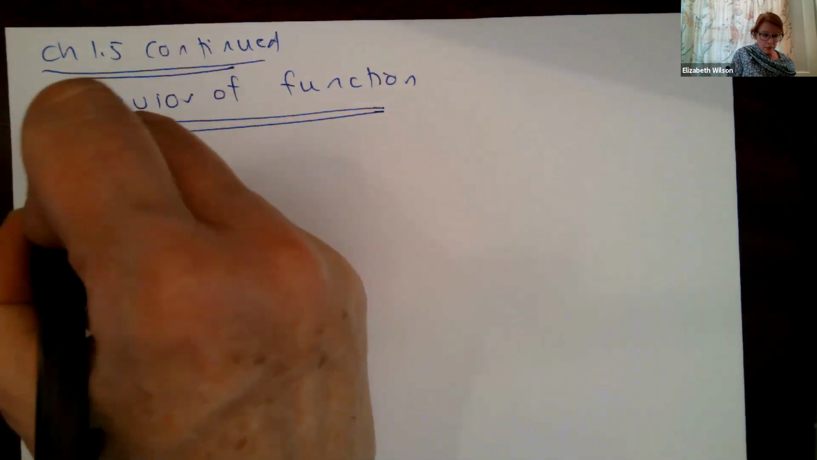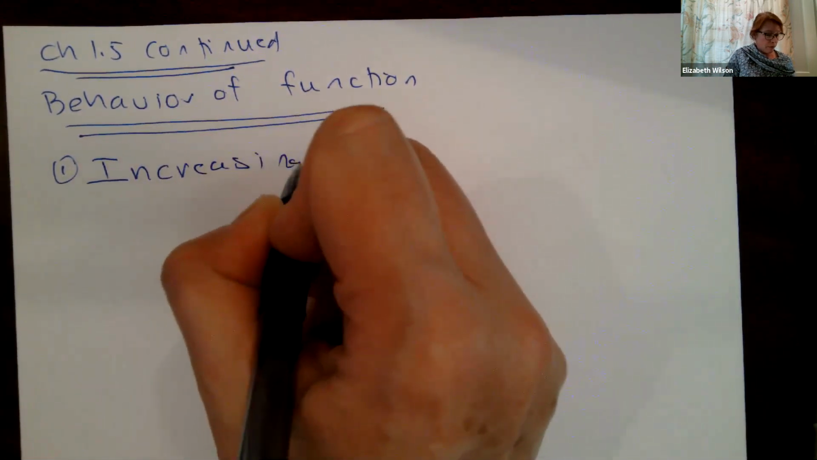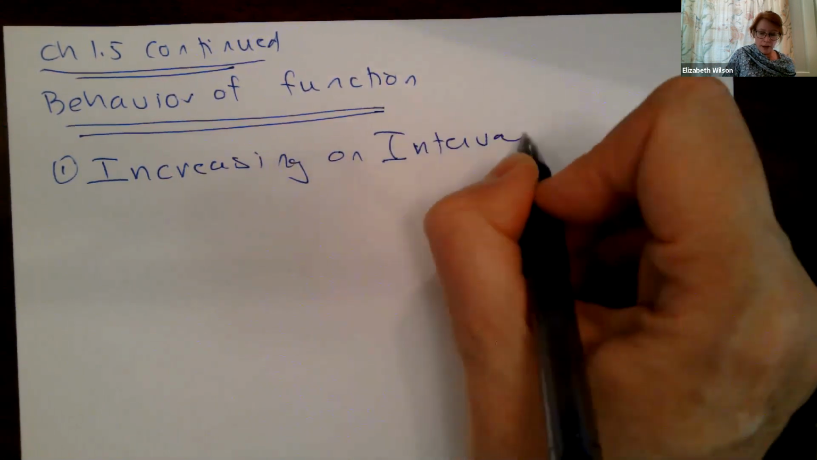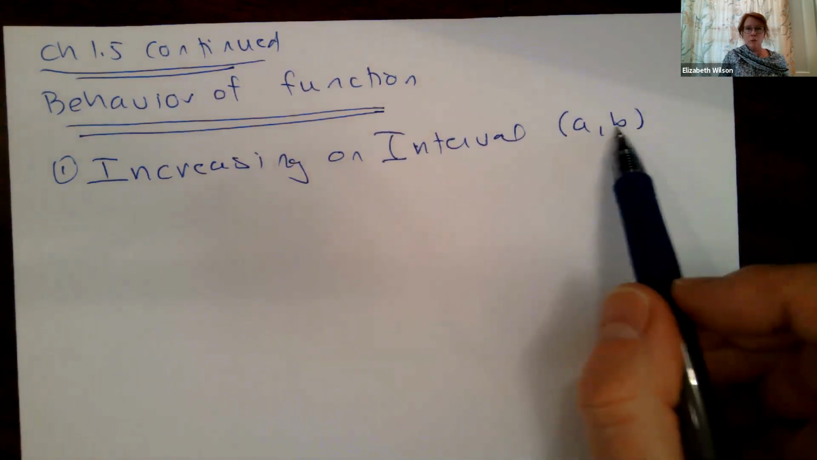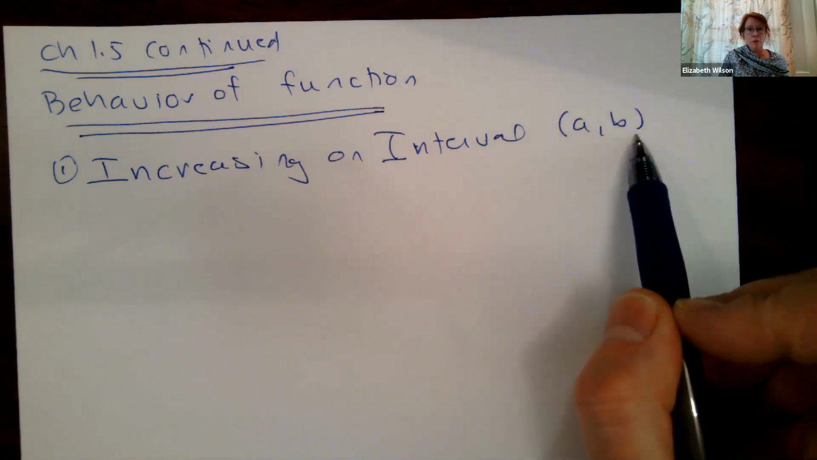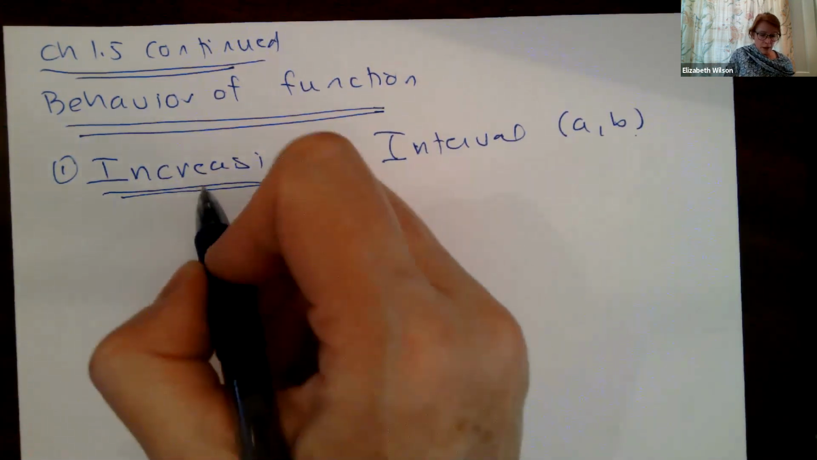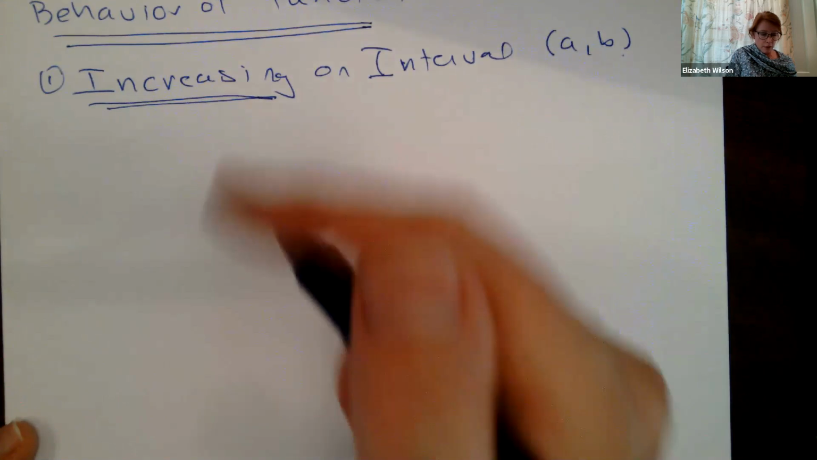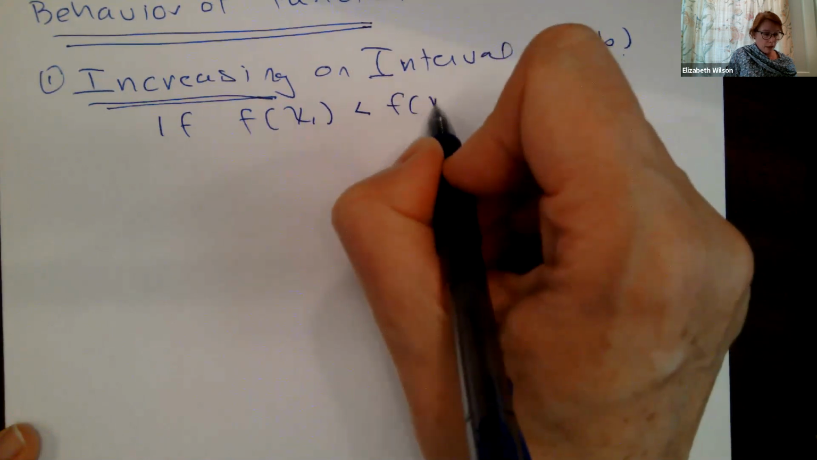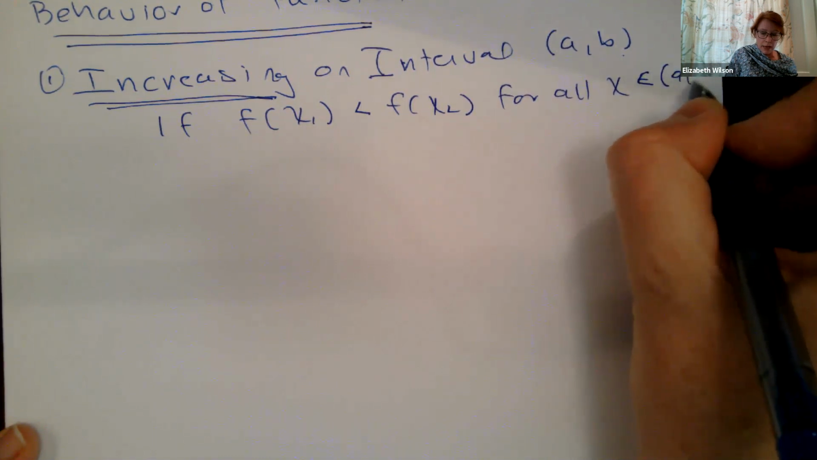Okay, the first thing we want to think about is what's called increasing behavior. So if our function is increasing on an interval of x values from a to b, this isn't a coordinate. This says our x goes from a until x goes to b, and this means it's an open interval where x doesn't take on those values. Okay, so if we say our function is increasing along this interval, let me write it in math and then we'll talk it out. We say if f of x1 is less than f of x2 for all x an element of a to b.